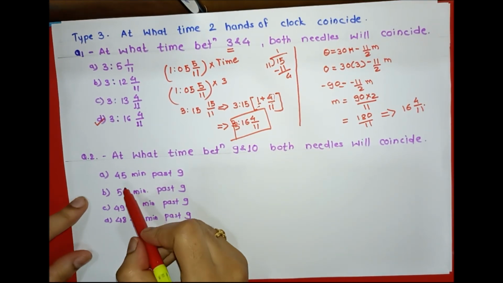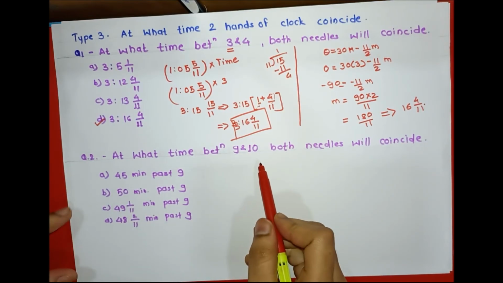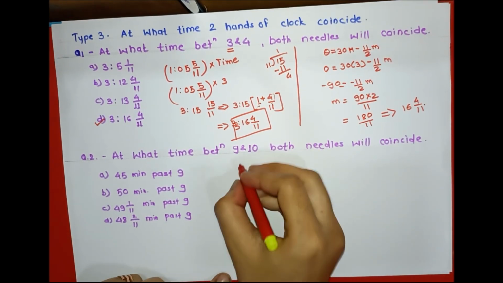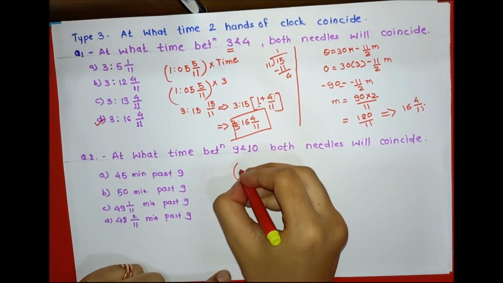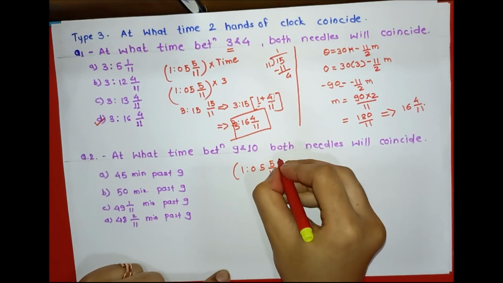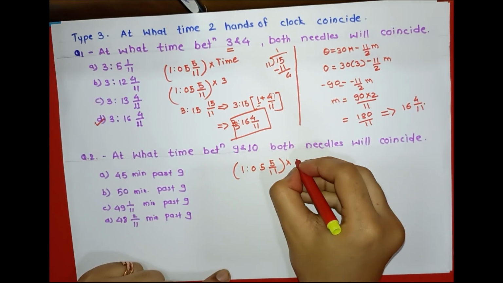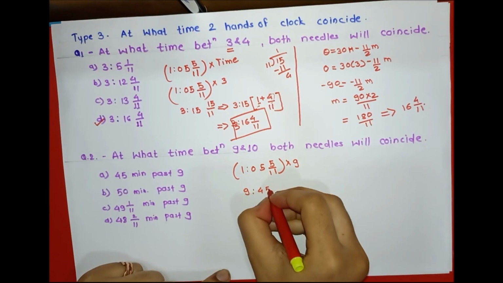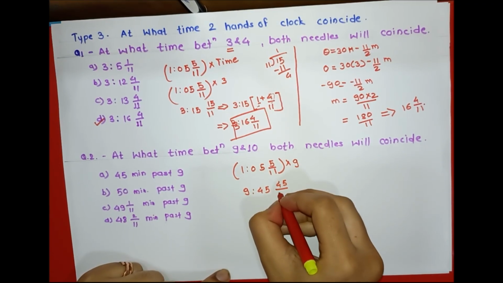Let's solve a similar question. At what time between 9 and 10 both the needles will coincide? Let's use the formula. The base time is given as 9. So multiply 9 into 45, 45 by 11.